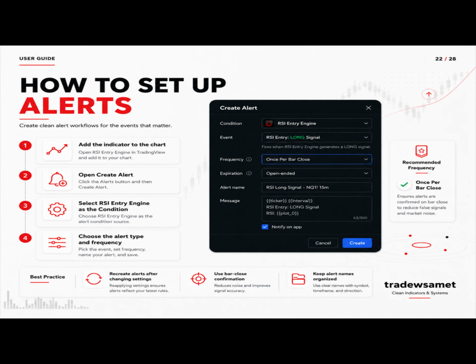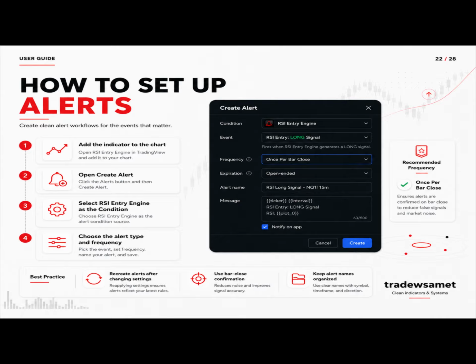Alerts help you build a cleaner workflow. First, add the indicator to the chart. Then, open the Create Alert window. Next, select RSI Entry Engine as the condition. After that, choose the event you want to monitor. For entry signals, using once per bar close is often cleaner.